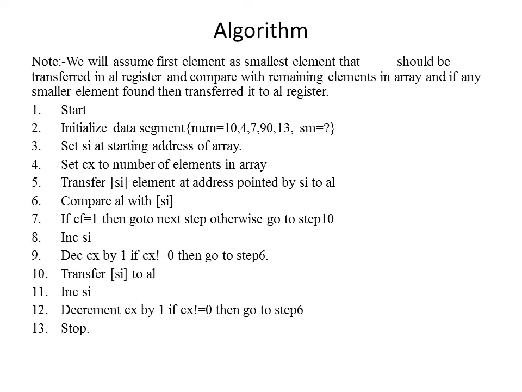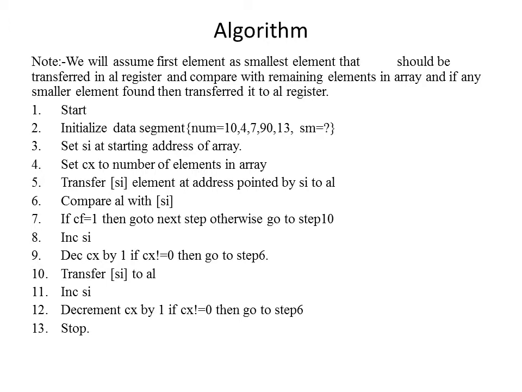Here I have given one note. The note is, we assume the first element as the smallest element and that element is to be always stored in the AL register. Which element? The smallest element. We assume that the first element in the given array is the smallest element. That element is stored in AL, as we are assuming that the smallest element should always be stored in the AL register. Then this is about the first element.